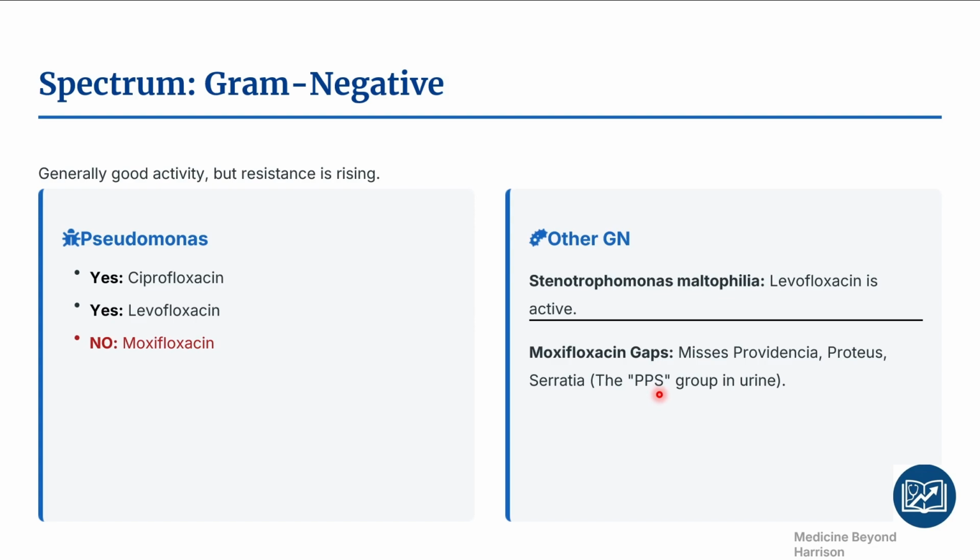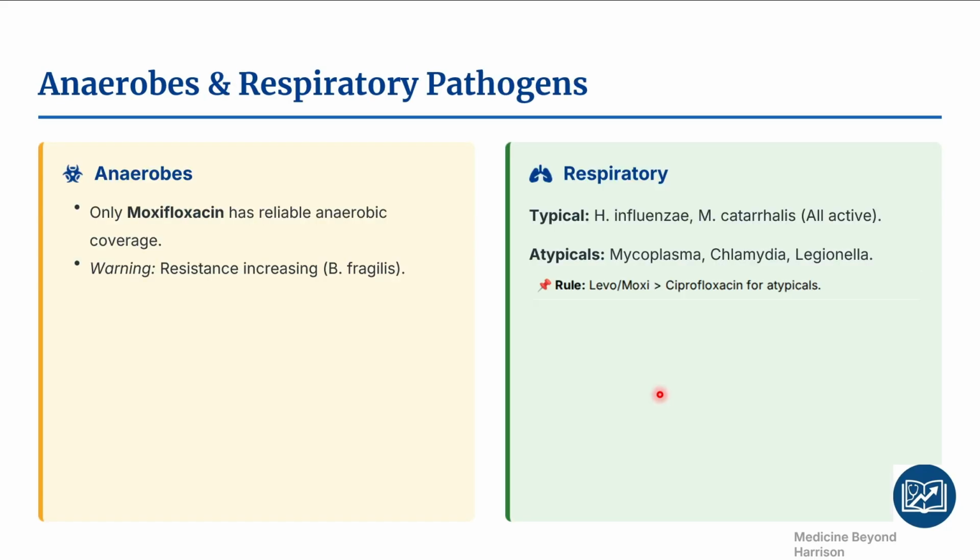Moxifloxacin cannot be used. So prefer moxifloxacin in case of respiratory symptoms, and ciprofloxacin or levofloxacin in case of urinary symptoms. Considering the other adverse side effects of moxifloxacin, try to avoid that also. It has the highest QT prolongation risk. So, anaerobes and respiratory pathogens: only moxifloxacin has a reliable anaerobic coverage.